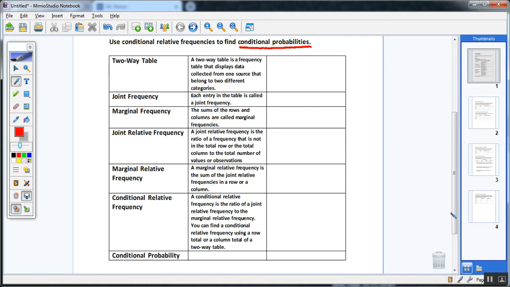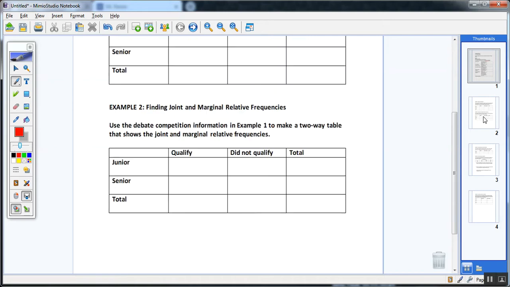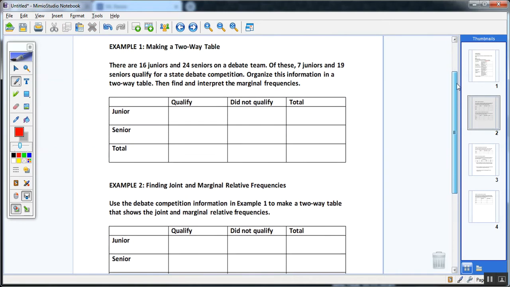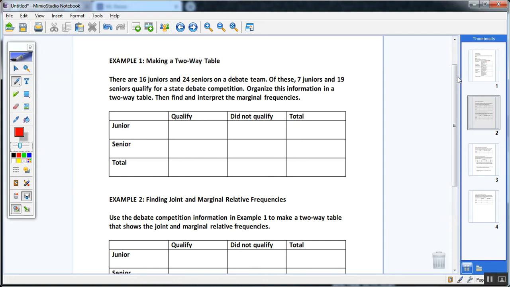A two-way table is a frequency table that displays data collected from one source that belong to two different categories. Okay, so data from a source that belongs to two different categories. So if I jump ahead to this page right here, this would be considered a two-way table.